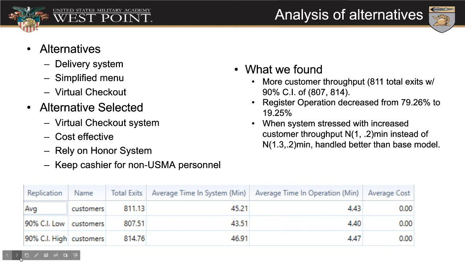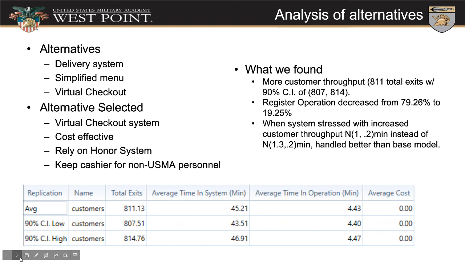We thought that this was cost effective. It's kind of reliant on the honor system that's already in place here. And essentially what we're envisioning is an application on a phone for use by faculty and staff, as well as cadets, saying, hey, you can forgo the checkout register and instead just enter into this app what you got and you'll be good. That's not saying we're getting rid of the checkout or the register server. We'd keep that available for non-USMA personnel.